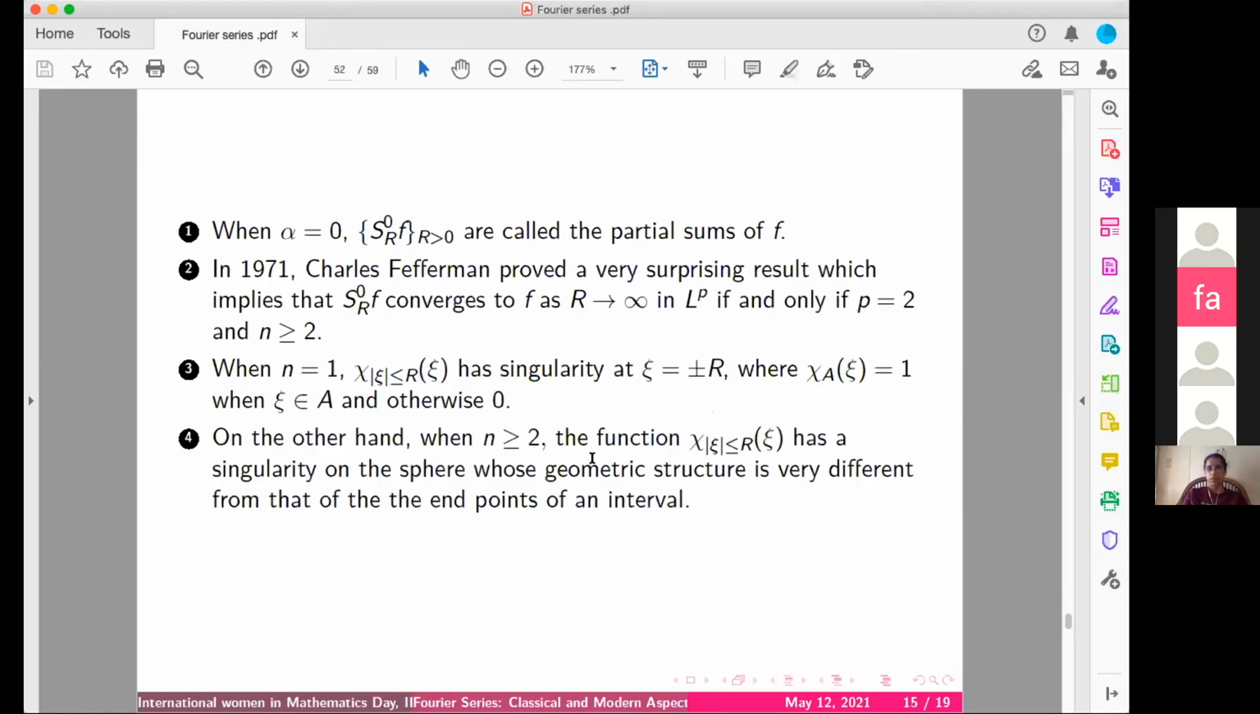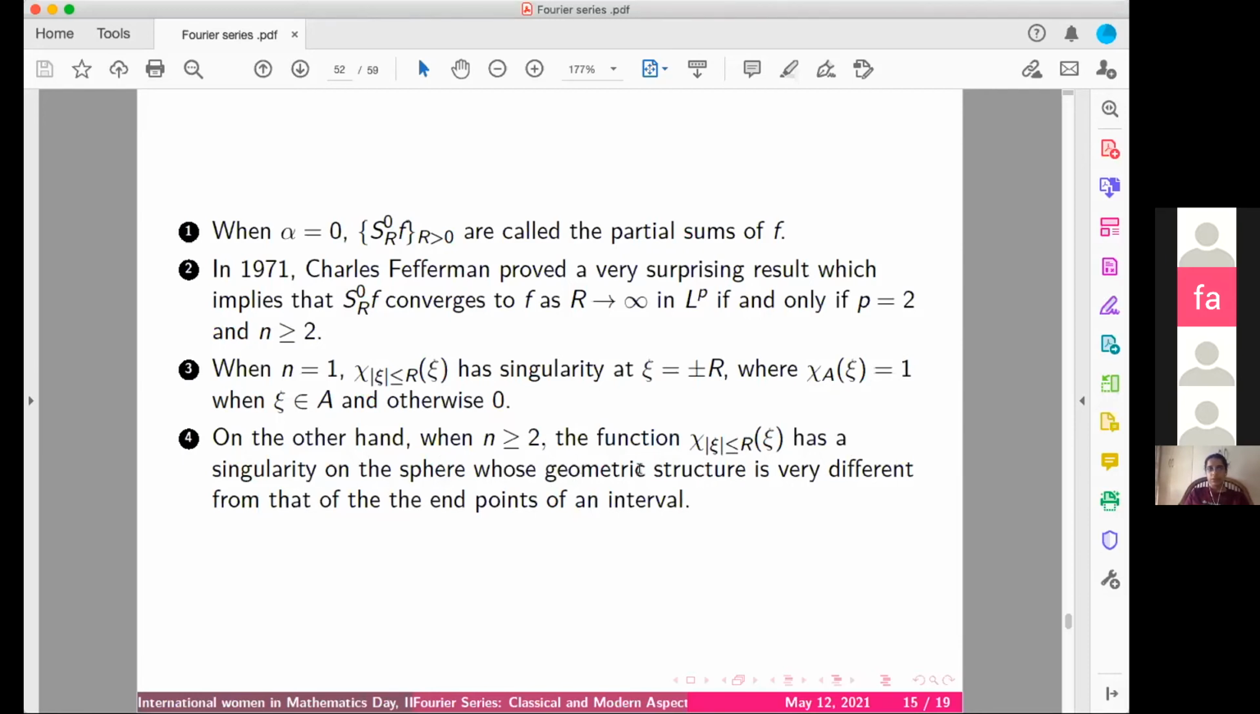This is somewhat singular, but there are just two points here. On the other hand, when n is bigger than or equal to 2, this function has a singularity on the sphere. Let's see what happens for n equal to 2. This is the characteristic function of the disk of radius r, and so the set where it is discontinuous is the circle.